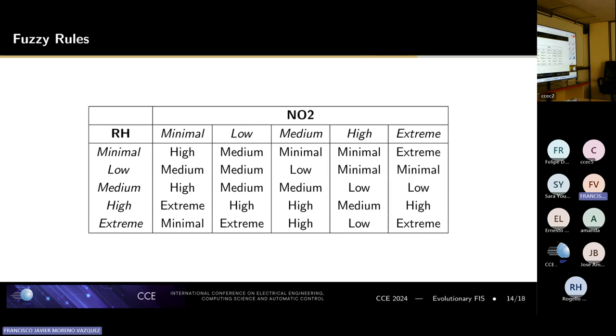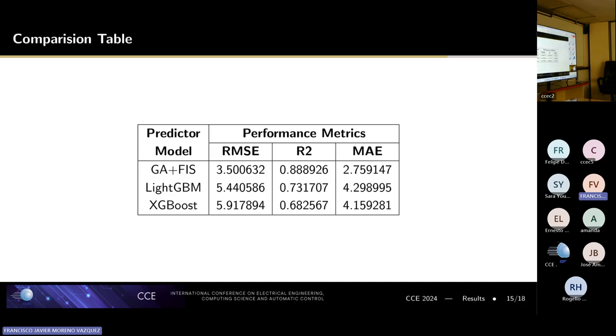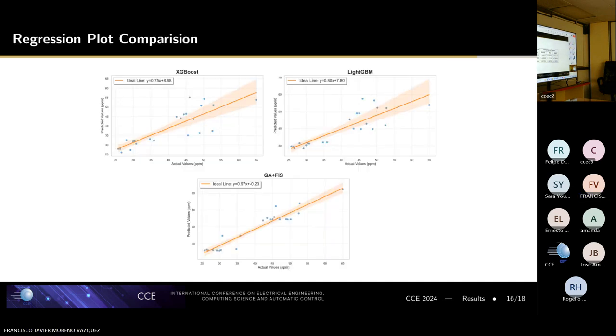Okay, now the results. We use two well-known machine learning algorithms as control algorithms, LightGBM and XGBoost. We compare these algorithms with our proposed method, and we can see that the results in the errors and the determination coefficient are superior for the mixed algorithm that we propose. And this can be visually seen in this image.